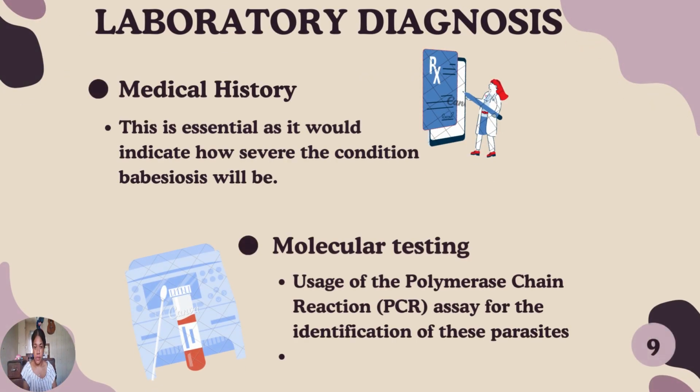The laboratory diagnosis is our next objective, and it is important that we first know the medical history of our patients. This is to allow us to know how severe the babesiosis condition will be or can be. And the next laboratory diagnosis is molecular testing. We do molecular testing by using the polymerase chain reaction assay, and this allows the identification of these parasites simply by taking a bit of blood and performing the test.